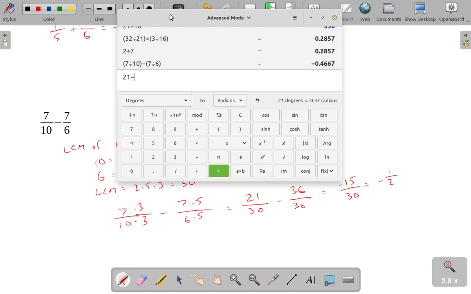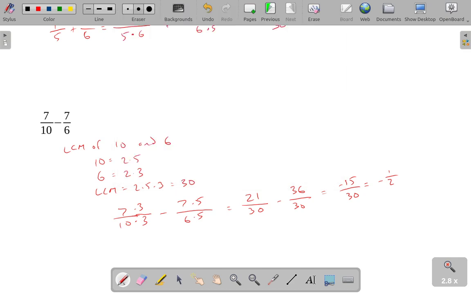Let me just double check that 21 minus 36 is negative 15. Where did I make the mistake? Oh, right. My mistake was writing that 7 times 5 was 36. 7 times 5 should have actually been 35. So I'm going to go ahead and erase some of the stuff that followed from that conclusion. This is 35. So now when I do the subtraction, I should have gotten 14 over 30, or negative 14 over 30, rather.